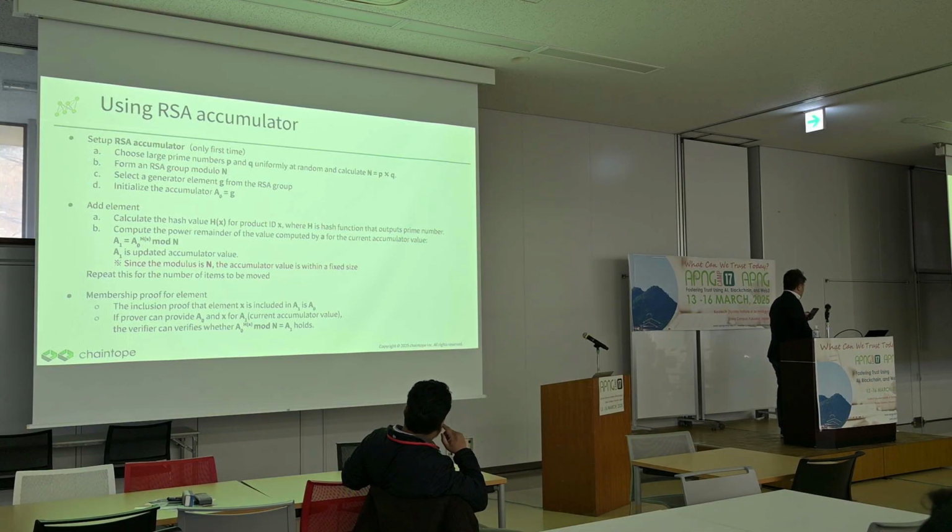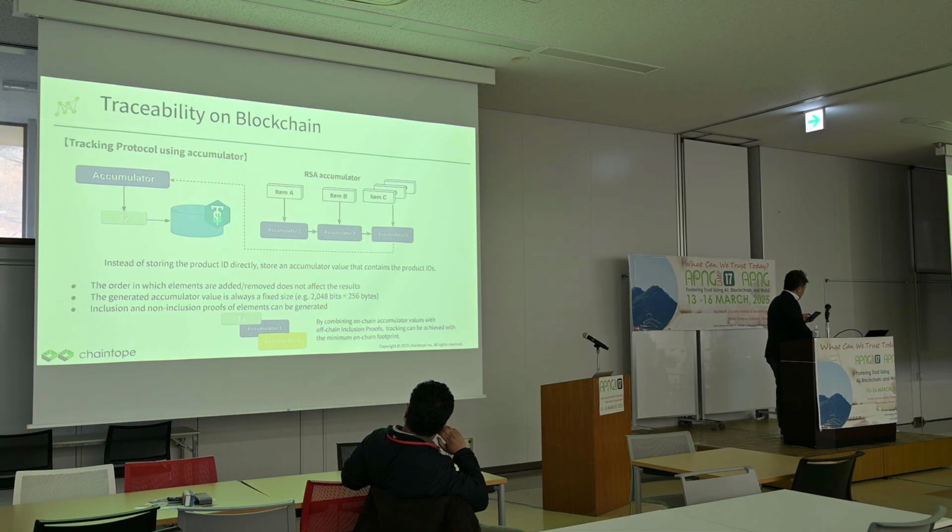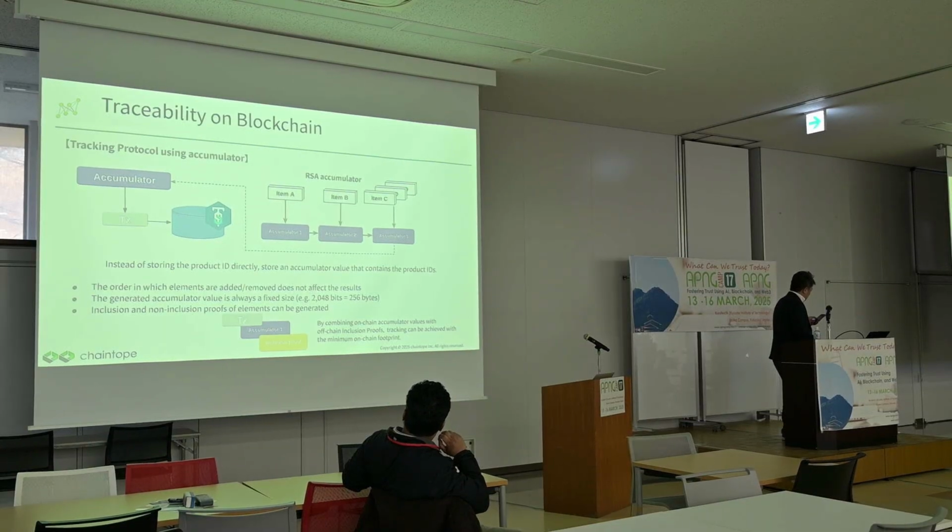When proving element membership, the inclusion proof that element X is included in A1 is A0. So if the prover can provide A0 and X for A1, which is the current accumulator value, the verifier can verify this expression. So this compressed accumulator value is then included in the blockchain transaction.